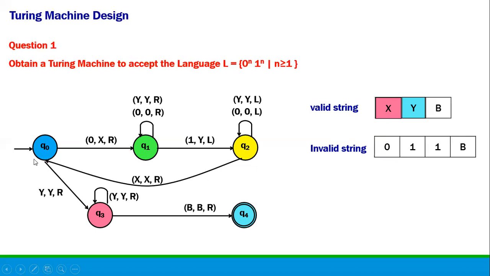I'm reading X now, and I'm at q0 now. So I'm here at q0, and then I'm reading Y. Do you have any transition from q0 on Y? Yes, I have. So q3. Then q3 upon B, yes, I have one more transition, and I'm in the final state. So this is how it will be read.